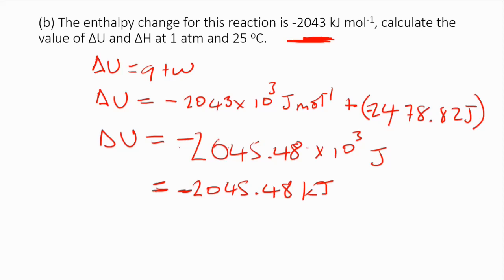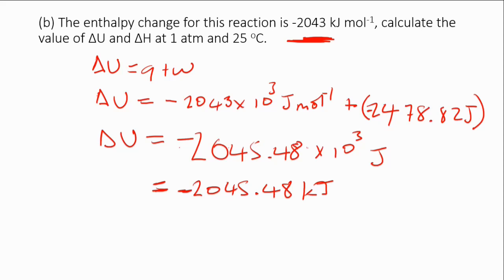It's almost the same. Not identical, but it's very similar. What this tells you is that the contribution of work to internal energy is very small. It is really the heat change, Q, which is the dominant factor that determines the size of the internal energy change and not the work.